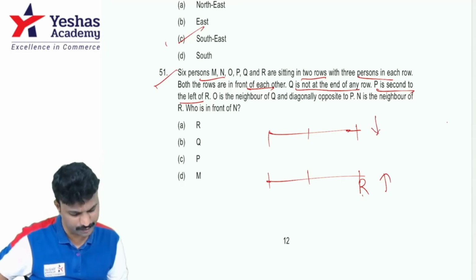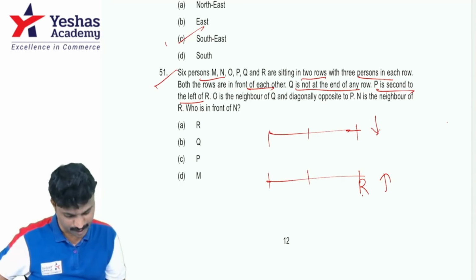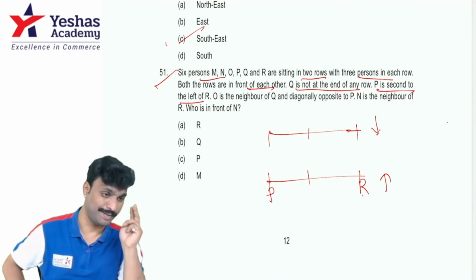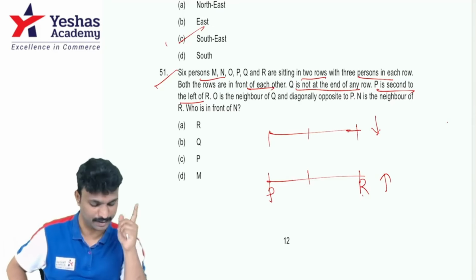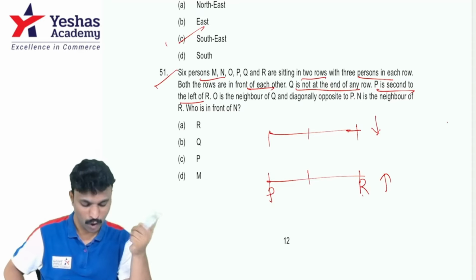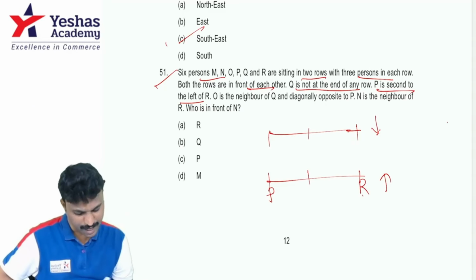If I locate R here, where is P? Second to the left of R, so P should be over here. Now always, when you mark the short statement, after that always find the statement connected to the people whom we have already marked. We have marked R and P. Find the statement connected to R and P.